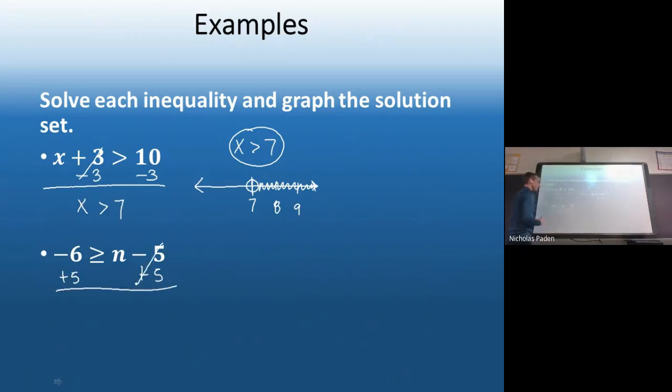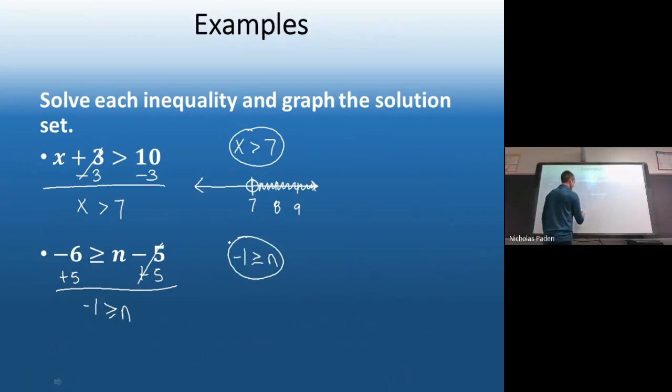And that's going to cancel those out. So I'm left with n, and the less than is facing n, and then negative 6 plus 5 would be negative 1. So negative 1 is greater than or equal to n. I'm going to write that solution set right here.